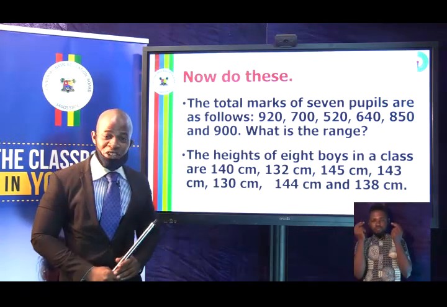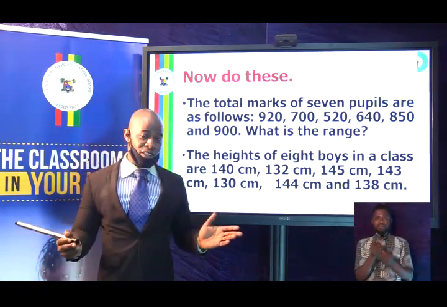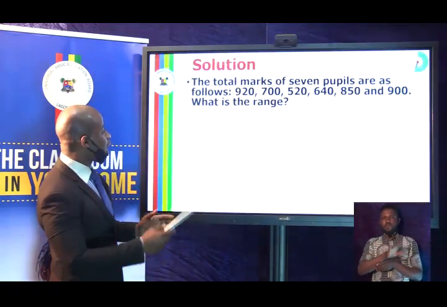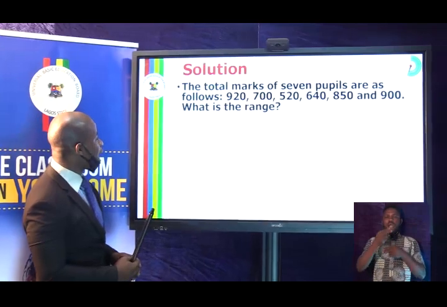Alrighty then, eyes on me. That was quite easy, wasn't it? Let's just see how it's done. The total marks for 7 pupils are given as this. Now, what is the highest mark?